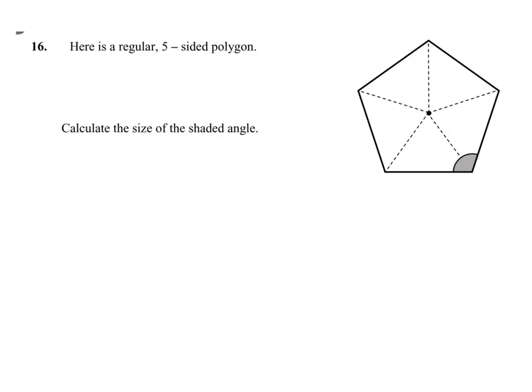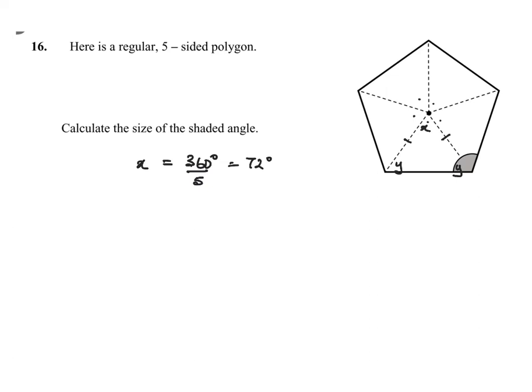Regular 5-sided polygon. What I'm going to do is to work out this angle here, and that's 360 divided by 1, 2, 3, 4, 5. So 360 divided by 5 is 72 degrees. Now the fact that it's a regular shape means that this side and this side are the same, so this angle is the same as this angle here.